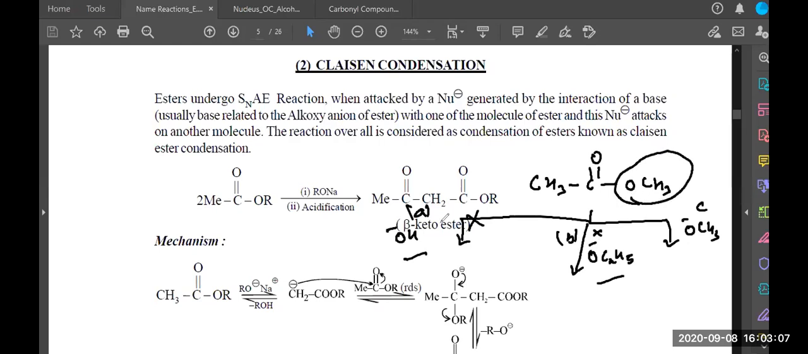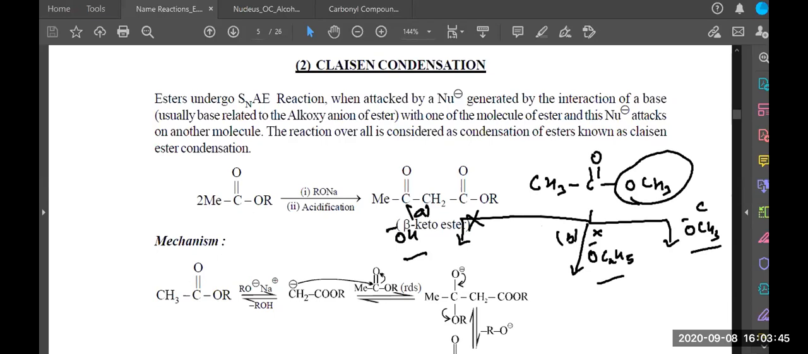So the first case will lead to the formation of a carboxylic acid, and the second will lead to the formation of another ester. Okay, got it, everyone? So the first and second will not give the condensation product. Everyone is getting this? Yes or no? That is a basic concept. Okay, now see the third one. The base that I have taken in the third case is the same as the leaving group. Yes or no?